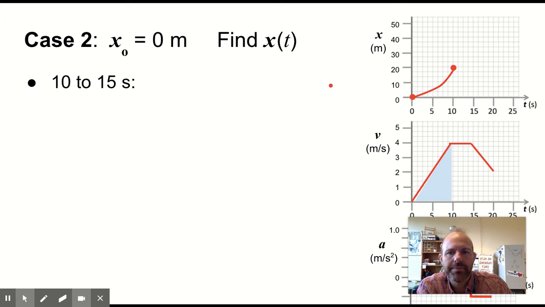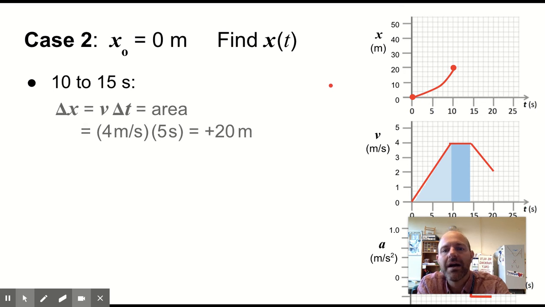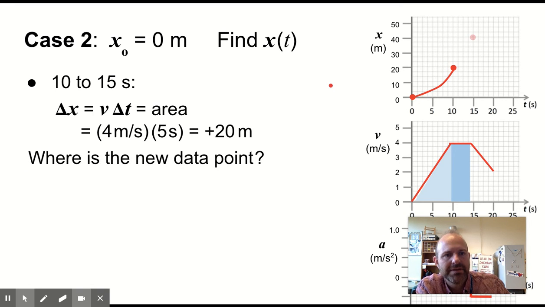Getting steeper. 10 to 15 seconds, we have 0 change in velocity, so 0 acceleration, but we have a constant velocity of 5 meters per second, giving us positive 20 meters of displacement. The new data point will be 20 meters further on, so at 40 meters. And because this is a constant velocity, this gets a straight line.